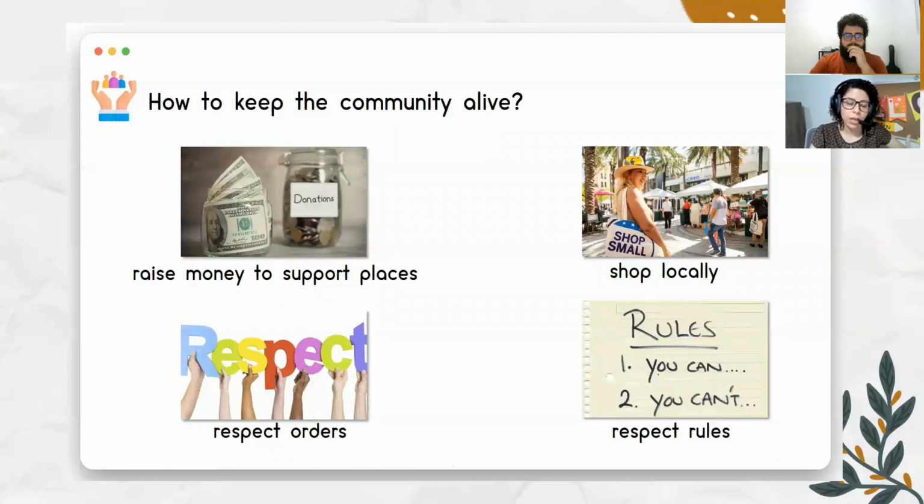And they understood the meaning of shop locally by giving examples, by going outside their houses, I mean going beyond the text. Perfect.